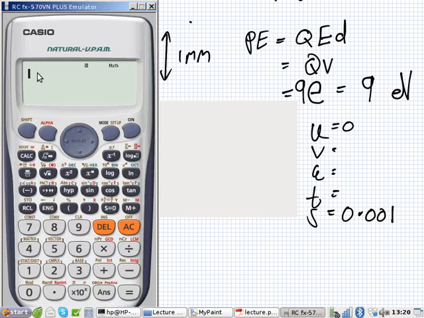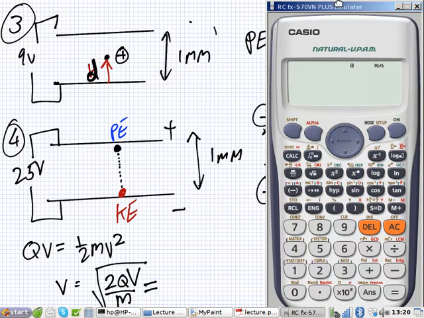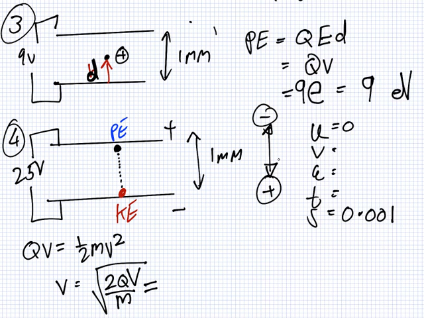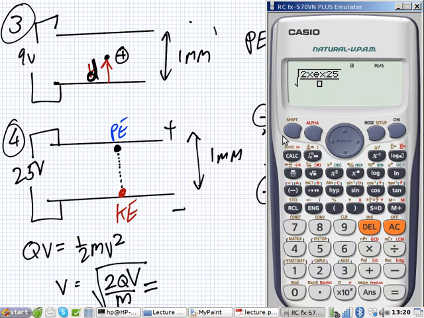So let's just hit that in on the calculator. Square root of 2 times the constant for e, the charge, times 25 over the mass of the proton. It is a proton, isn't it? I think that's constant number 1. So the velocity comes out at 69206.